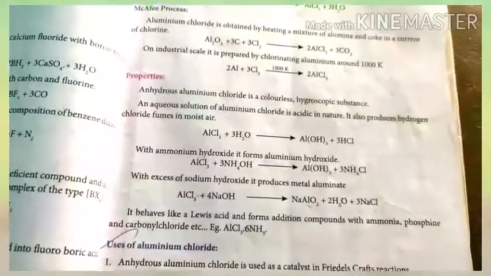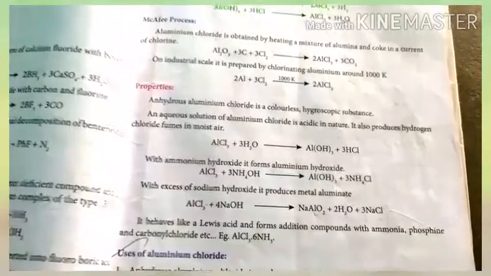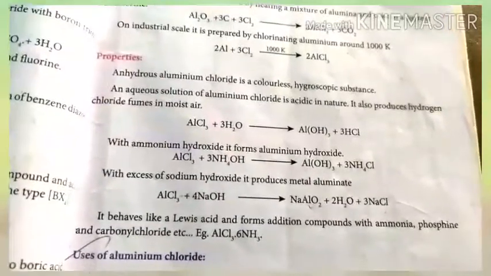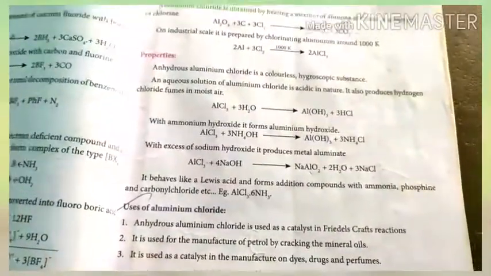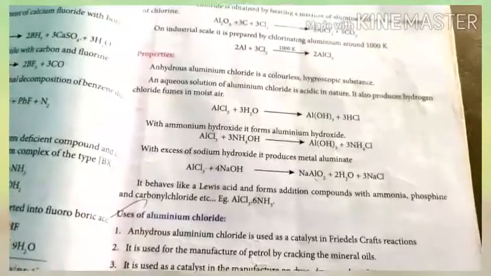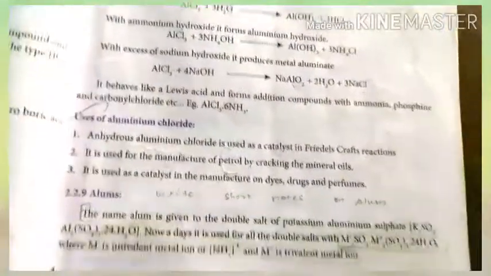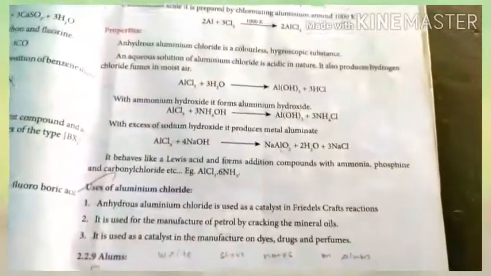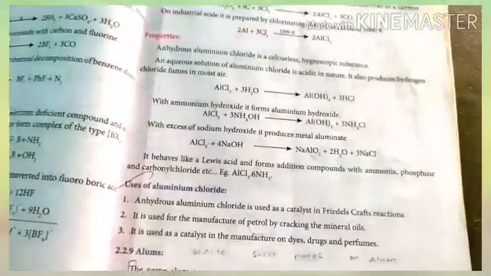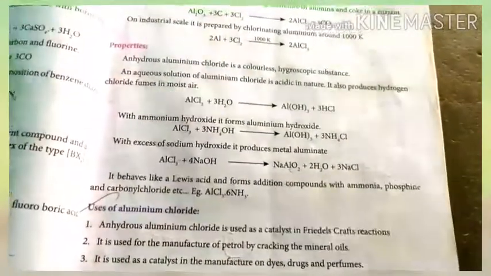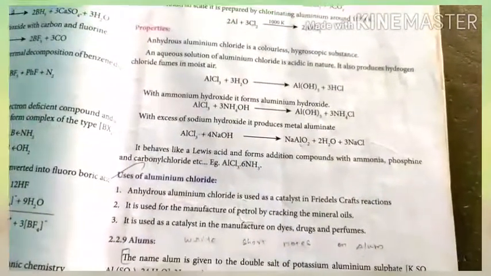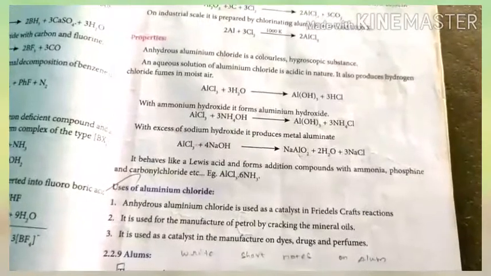Similarly, ammonium hydroxide reacts with aluminum chloride to give aluminum hydroxide, and aluminum chloride reacts with sodium hydroxide to give sodium metaaluminate. It behaves like a Lewis acid and forms addition compounds with ammonia, phosphine and carbonyl chloride. Aluminum chloride is used as a catalyst in Friedel-Crafts reactions, for manufacture of petrol by cracking mineral oils, and as a catalyst in the drugs and perfume industries.